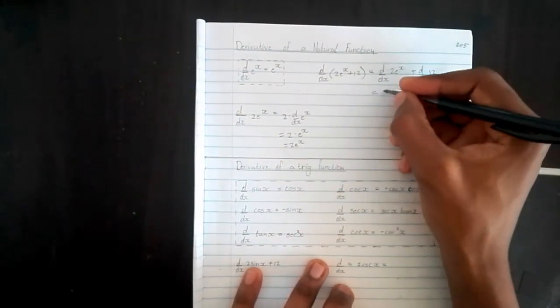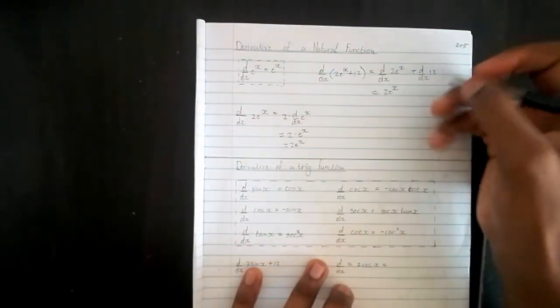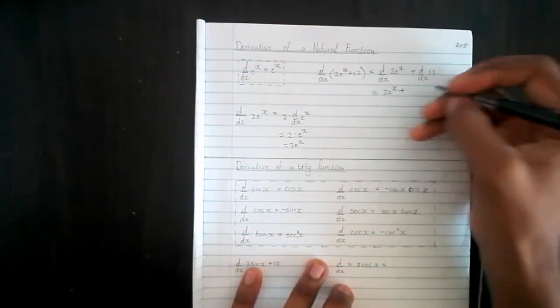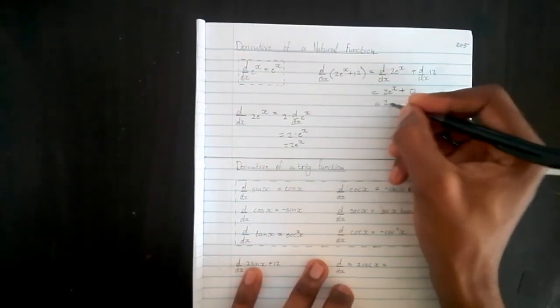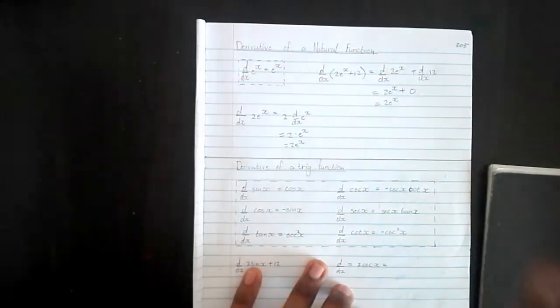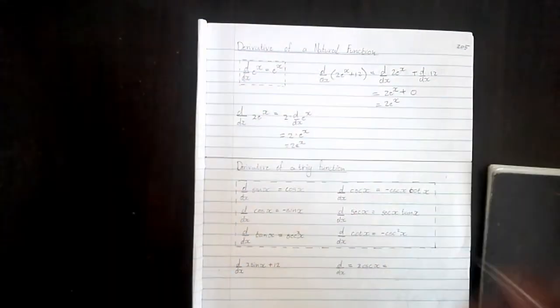We're left with 2eˣ as we calculated here, and 0 because 12 is a constant. And guess what? We have the same answer. That's the derivative of 2eˣ plus 12.